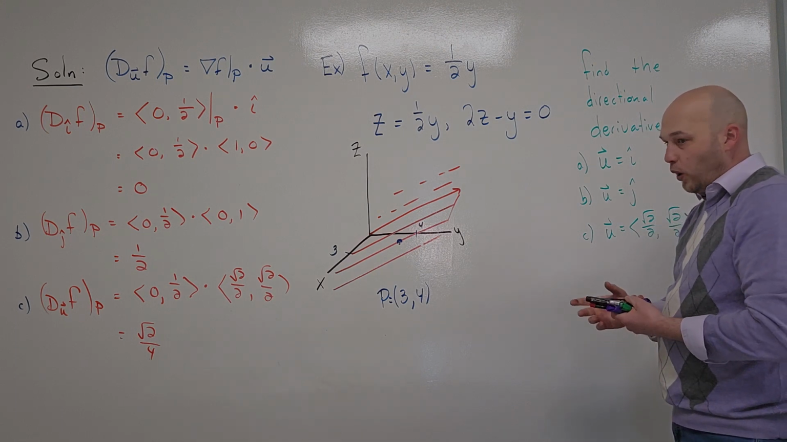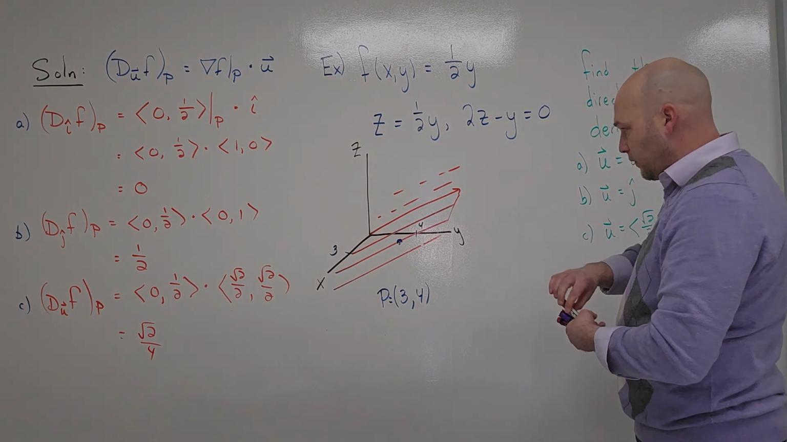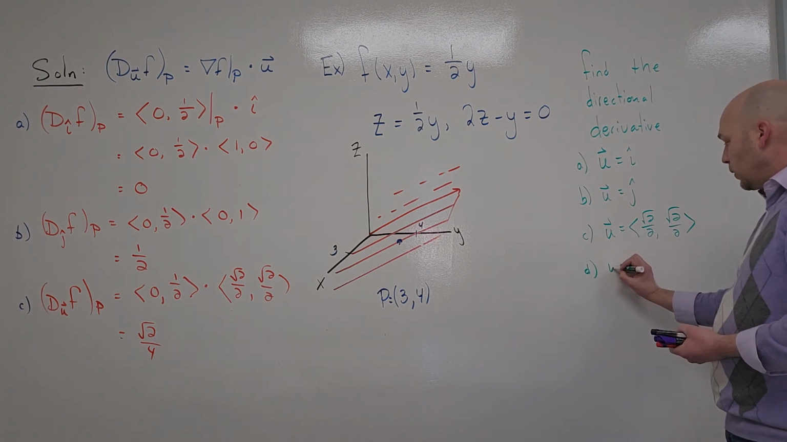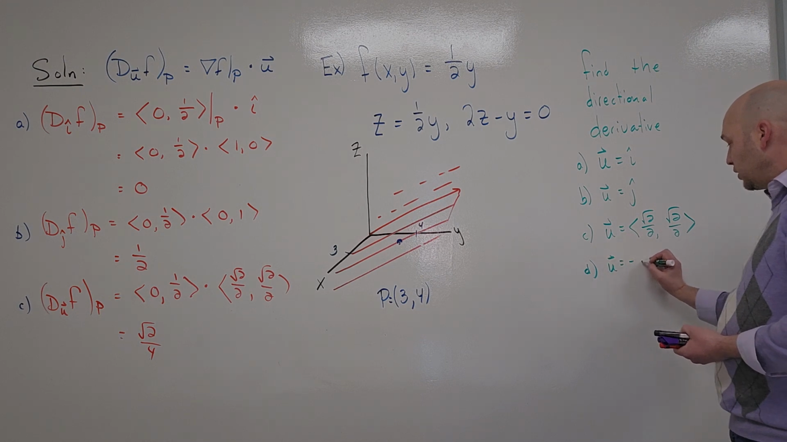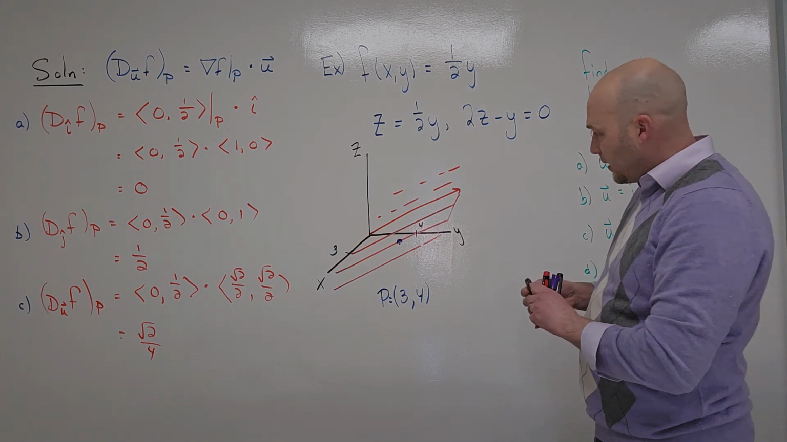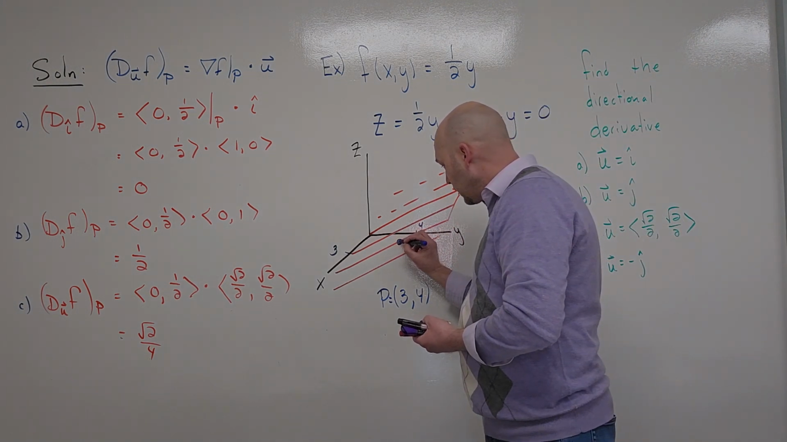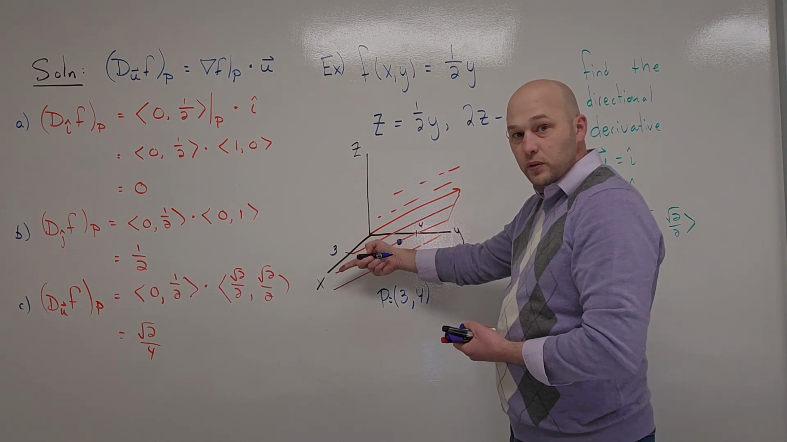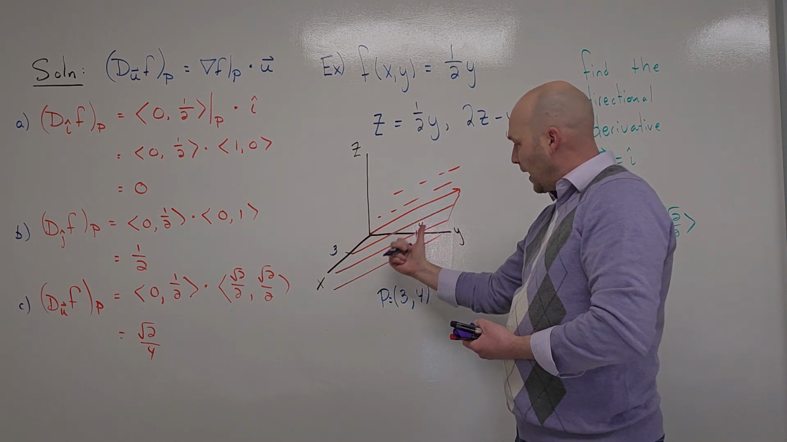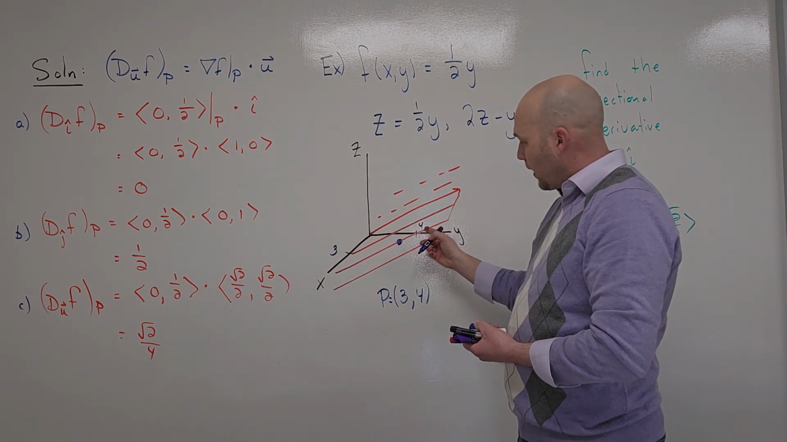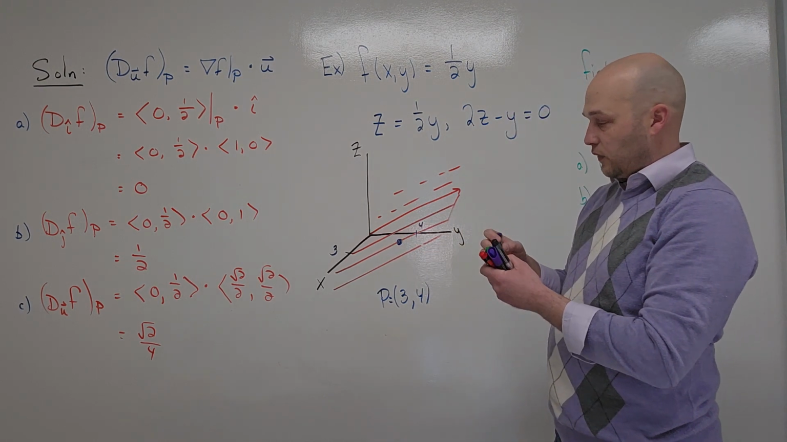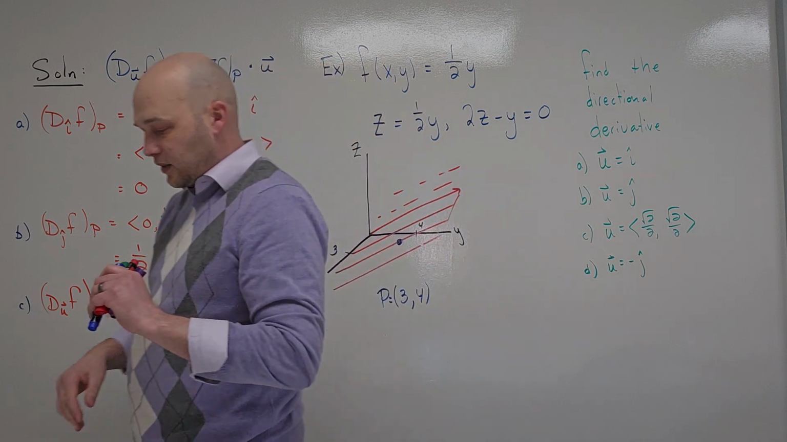We could also do one last one for this video. Let's call this part D. I think this would be good to look at as well. Let's say u is equal to negative j. So if u is negative j, that means I'm standing at this point P, and I'm looking in this direction. Well, if I'm at the point P and I'm looking in the positive j direction, the slope was 1/2. So what do you think it's going to be if I look in that direction? Okay, let's verify if your guess is correct.